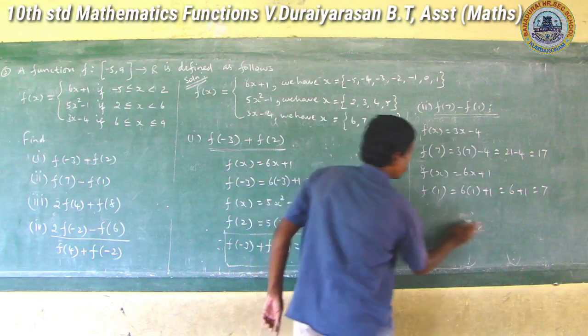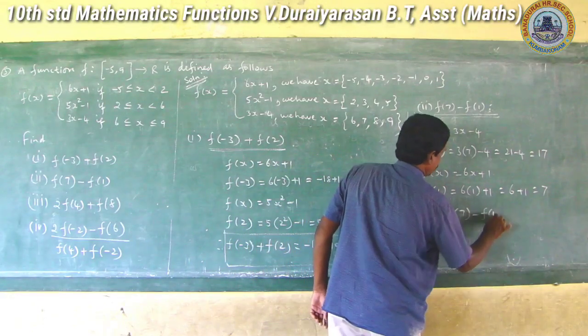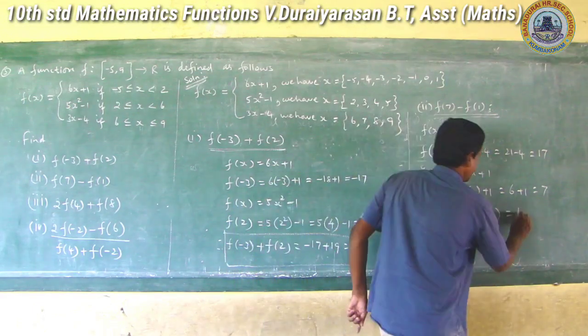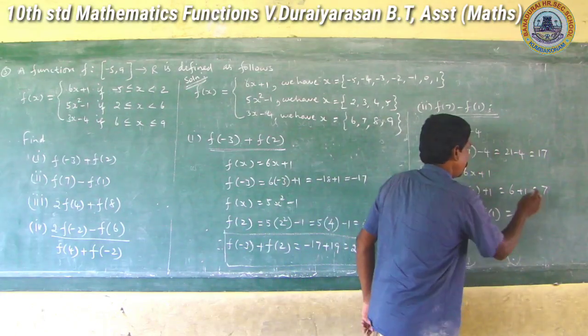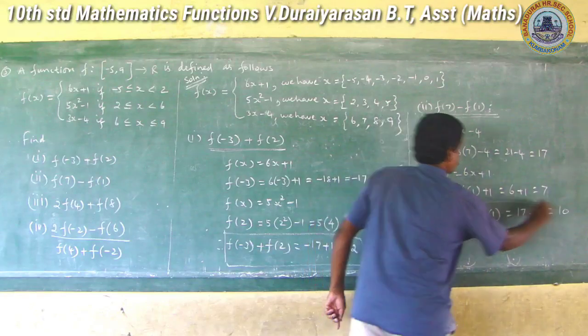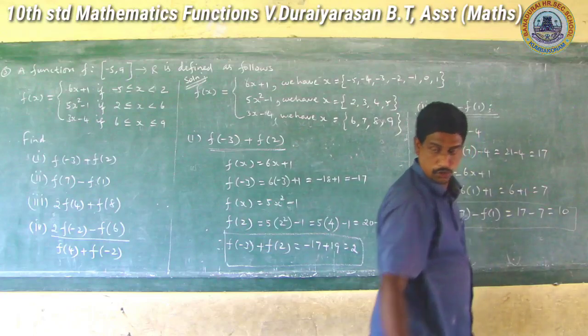Okay. Therefore, f of 7 minus f of 1. What is the value of f of 7? f of 7 is 17, minus f of 1, 7. 17 minus 7 is 10. Right. Question number 3.